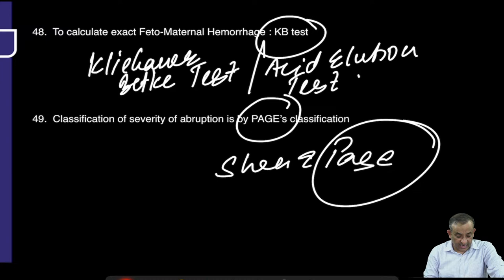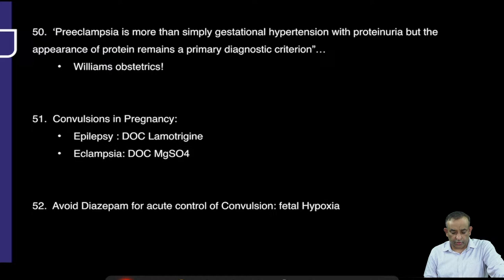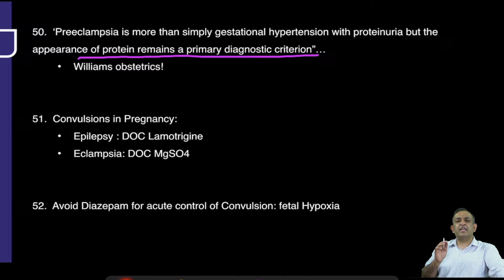Move on. Preeclampsia is more than simply gestational hypertension with proteinuria, but the appearance of proteinuria remains a primary diagnostic criterion. Very important. At mid discussion, at point number 50, I wanted to give you a fact which is straight from Williams Obstetrics. No contribution from me. This is very, very important because some of you have been asking whether proteinuria has been removed from the diagnosis of preeclampsia, or preeclampsia syndrome, or what we also call preeclamptic toxemia. No, please, proteinuria stays. This is the latest Williams 26th edition. It has not been changed in the 25th edition or even the 26th edition.